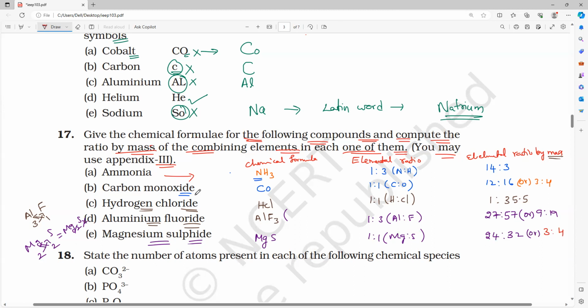Okay, everybody? So do it. And remember, carbon monoxide, aluminium fluoride, magnesium sulfide, you can write anything. Both ways are correct. That you have to remember. Clear, everybody? So that is purely your convenience. Nobody is going to question you. So you can write anything. Nothing wrong in that. Okay, guys?